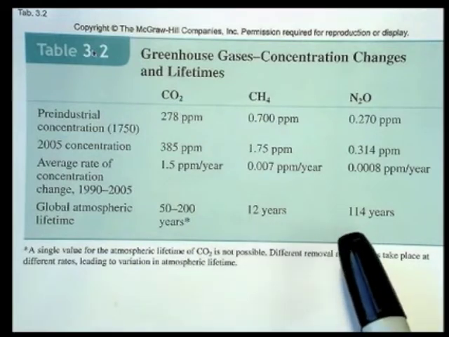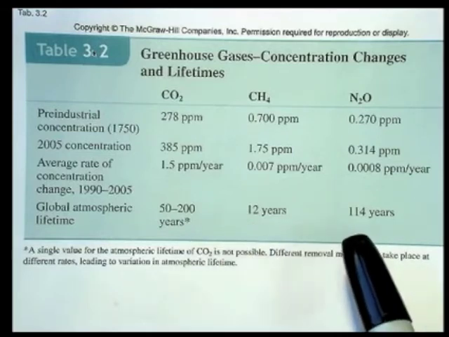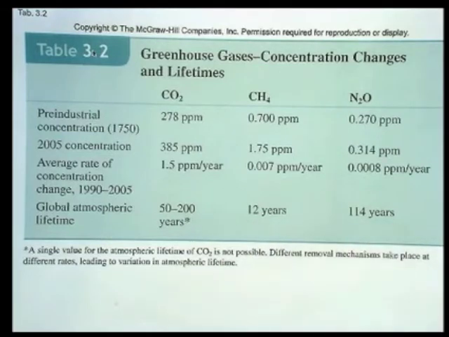The methane and the nitrous oxide are easier to track, and methane about 12 years, so it's not very long, whereas nitrous oxide about 114 years. There's not a lot of natural mechanisms to remove nitrous oxide from the atmosphere. Okay, so that's part of the problem.